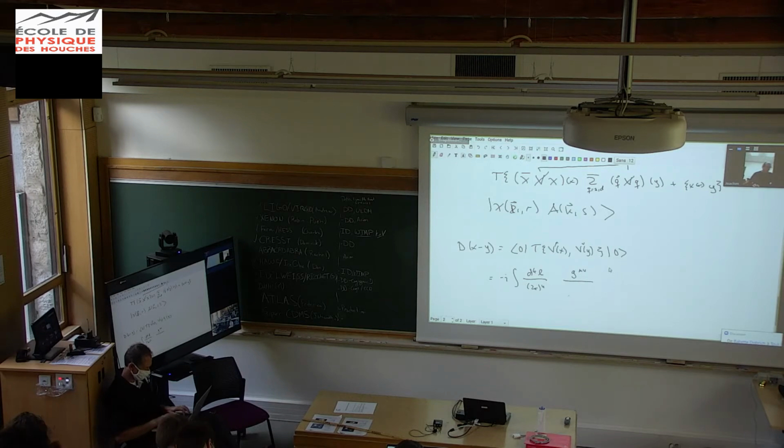G mu nu divided by q squared minus the mass of the vector boson squared, and then a factor e to the minus i q (x minus y). So that's just the usual result of quantum field theory.